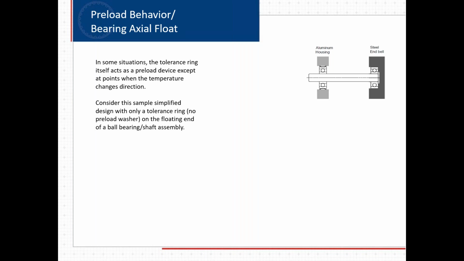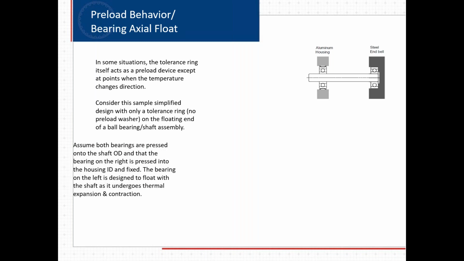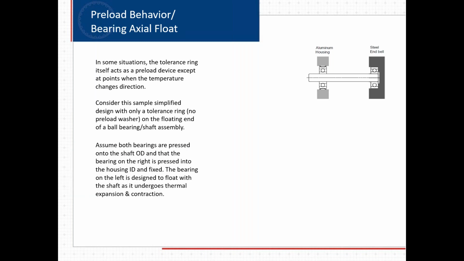So on the right, we have a typical bearing pair set on a shaft. We'll assume an aluminum housing on the left-hand side and a steel end bell on the right. We'll assume that the inner race of the ball bearing is press fit onto the shaft at both ends. So when it heats up, the steel shaft will expand, actually expand lengthwise, so that bearing needs to float a little bit in that tolerance ring.